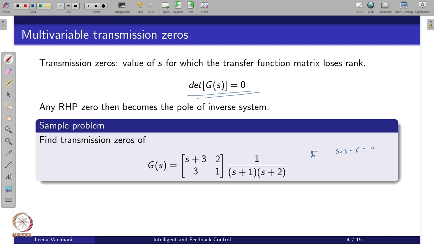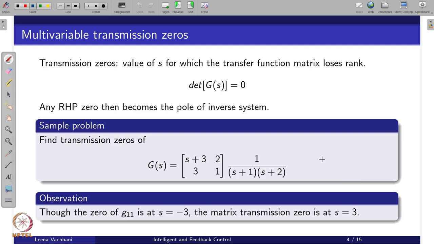We find the determinant of G of s, which is equal to s plus 3 minus 6. I'm doing nothing but the cross multiplication over here and then subtracting it. And when I set it to 0, we get s minus 3 equals 0, or s is equal to 3. This means there is a transmission zero on the right hand side. So we can see that the transfer function in itself did not have a right hand side zero. But the transmission zero, which results from getting the determinant of G of s, is on the right hand side, which is going to create issues when we are designing the system which involves inverting the model.